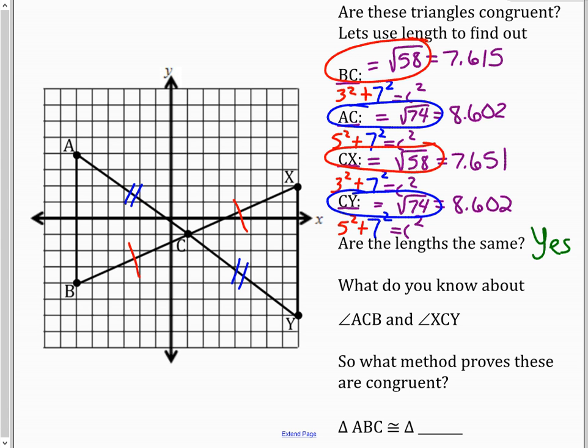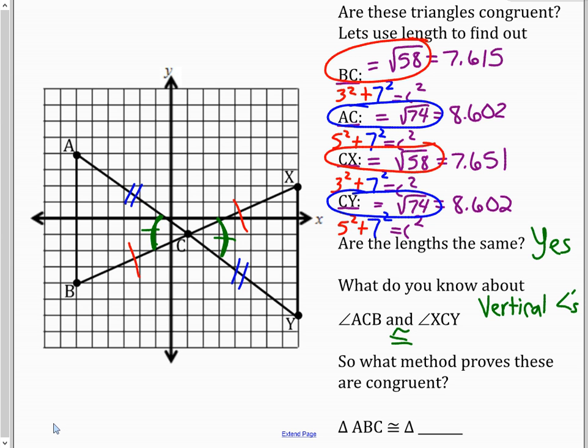Next question. What do you know about angle ACB, this angle right here, and angle XCY? XCY is this angle right here. And I know two things. I know that they are vertical angles. And the other thing is I know the relationship for vertical angles, and that is that they are congruent. So I can mark that these angles are equal.